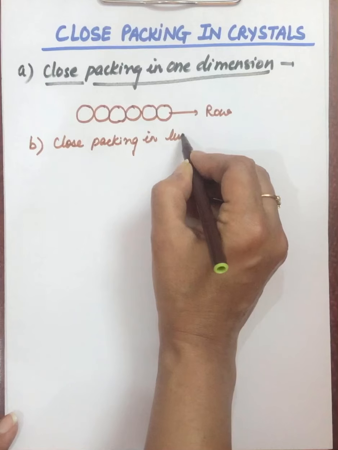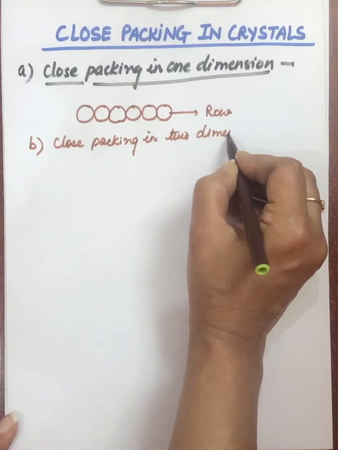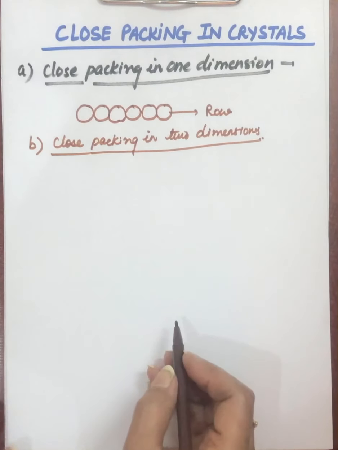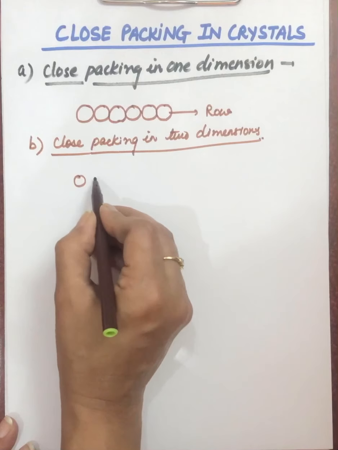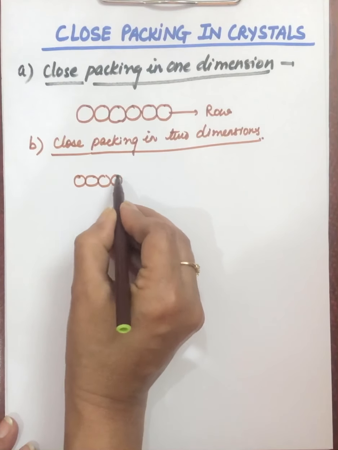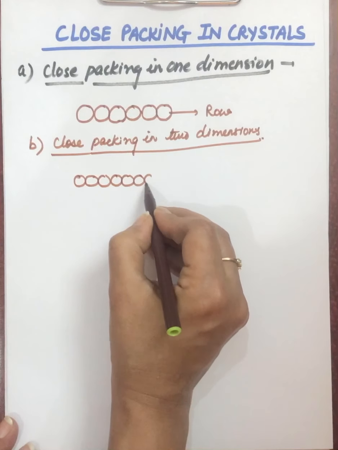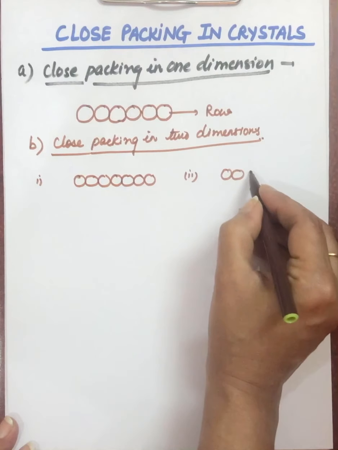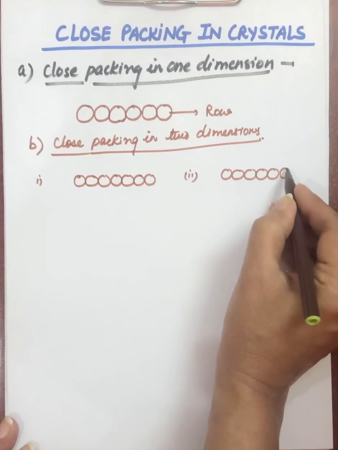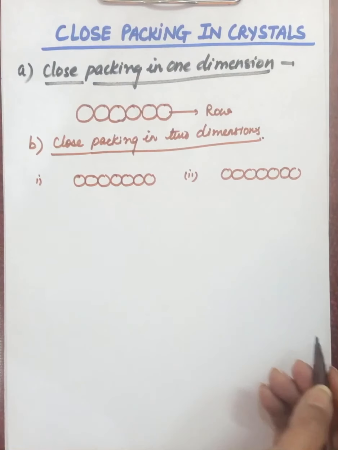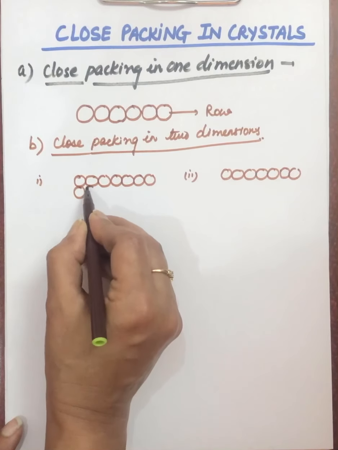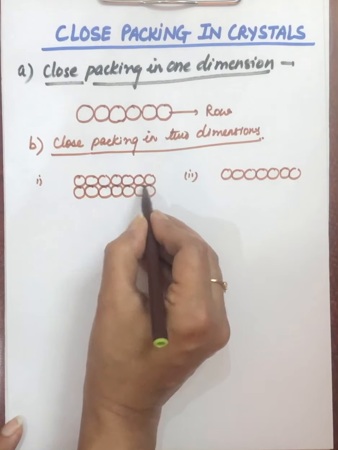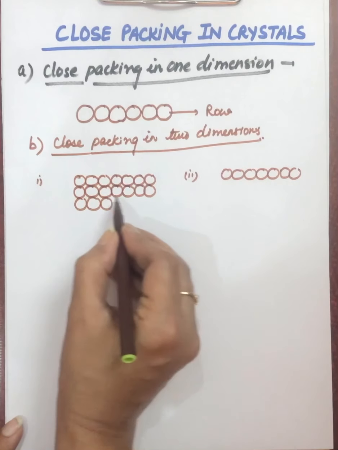After this one dimension, we are getting the close packing in two dimensions. In two dimensions, we have to pack the rows. Now how will we pack the rows? There are two ways. First is this one, and then we are taking the second way like this. Now this row we have got. Now how will we pack the rows? One way is another row of particles we are just placing under the first row of particles. Like this, all the rows we can pack.